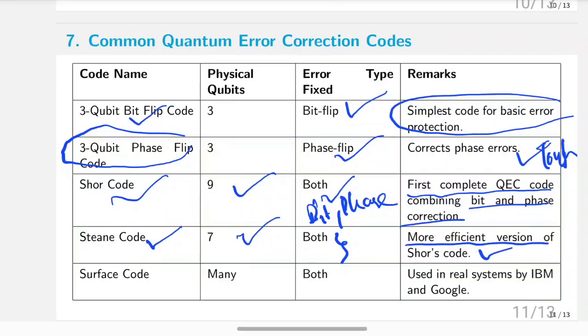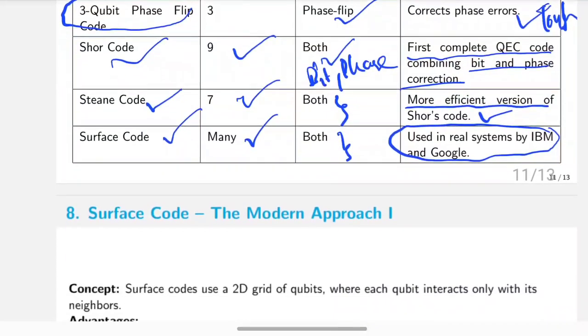One more is the Steane code, which has 7 physical qubits. It handles both bit and phase errors, and is more efficient than Shor's code. Moving on to one more type, the surface code, which uses many physical qubits and corrects both bit and phase errors. This is used by real-world companies like IBM, Google, and even Microsoft. It is more efficient compared to other quantum error correction codes.